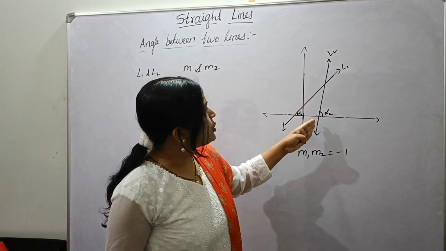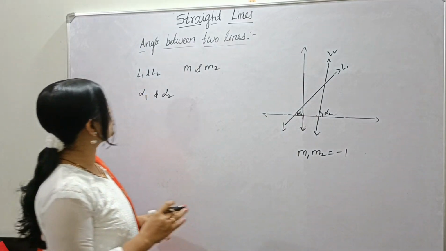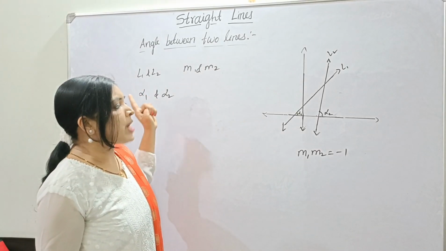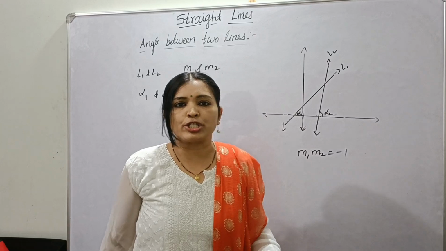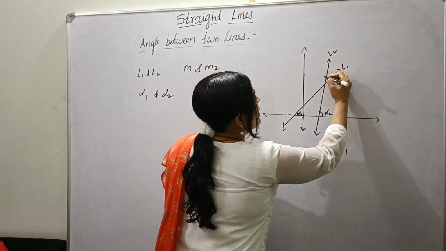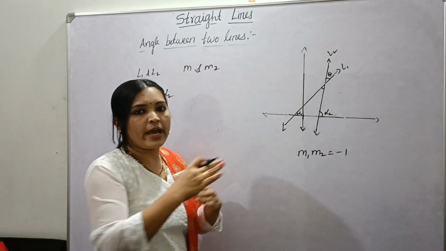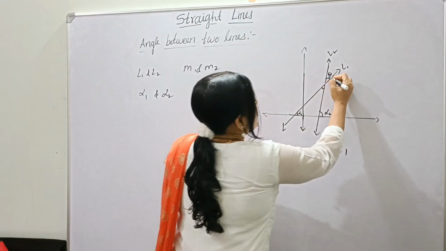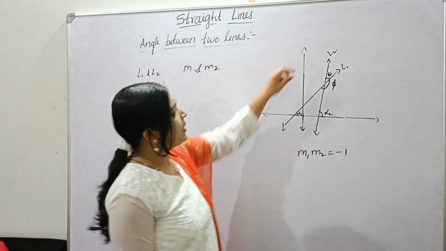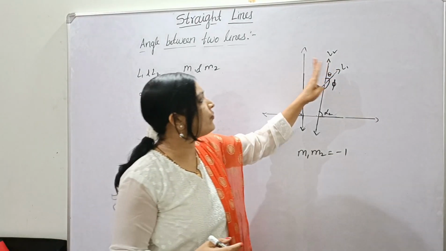See, these two lines are non-vertical lines. L1 and L2 are non-vertical lines with slopes m1 and m2 respectively, and alpha 1 and alpha 2 are the inclinations of L1 and L2. Now we have to find the angle between them. These two angles are equal, as opposite angles are equal. So this theta we have to find. So we have to find the angle theta, that is the angle between these two non-vertical lines.